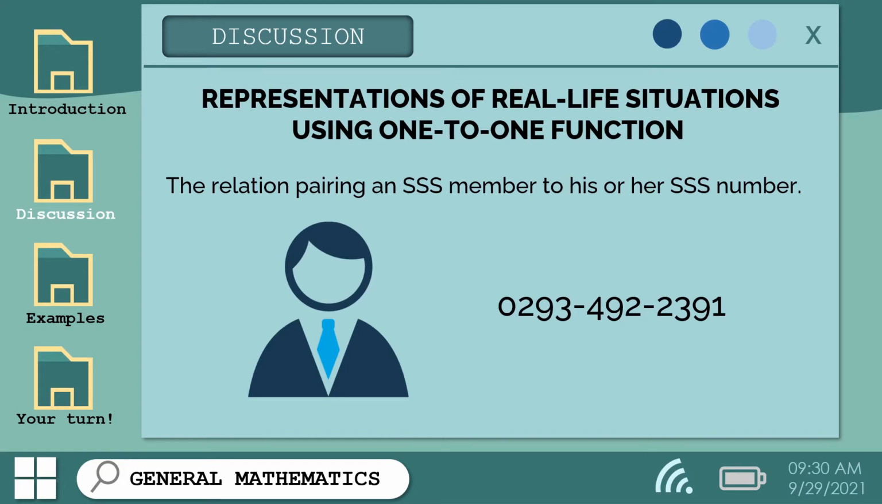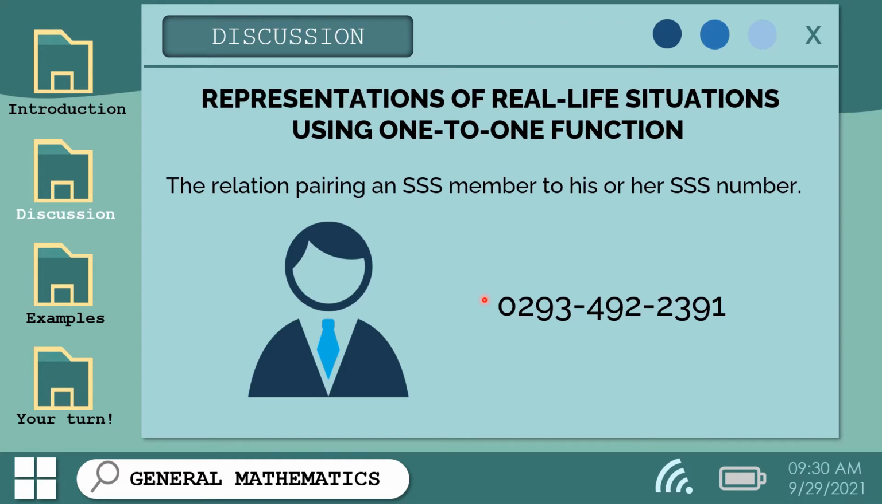Let's check. And the answer is yes, because there is no SSS number that can be assigned to two or more SSS members. So every SSS number is related to only one SSS member. This means this relation is a one-to-one function.